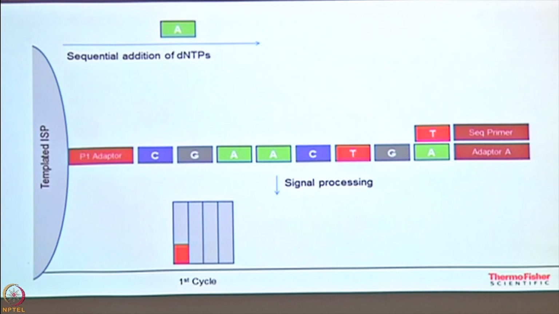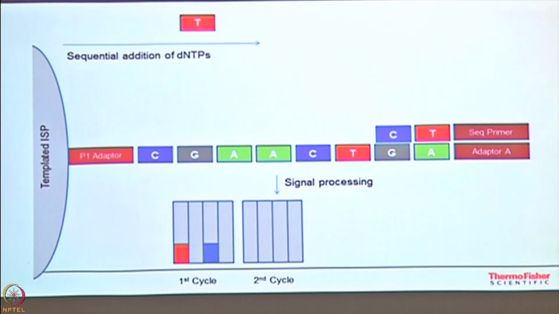Now what will happen next? We had flown in an A, and the next target base is G. They are not complementary, so it will not bind, it will get washed off. Then likewise you will build up the sequence.